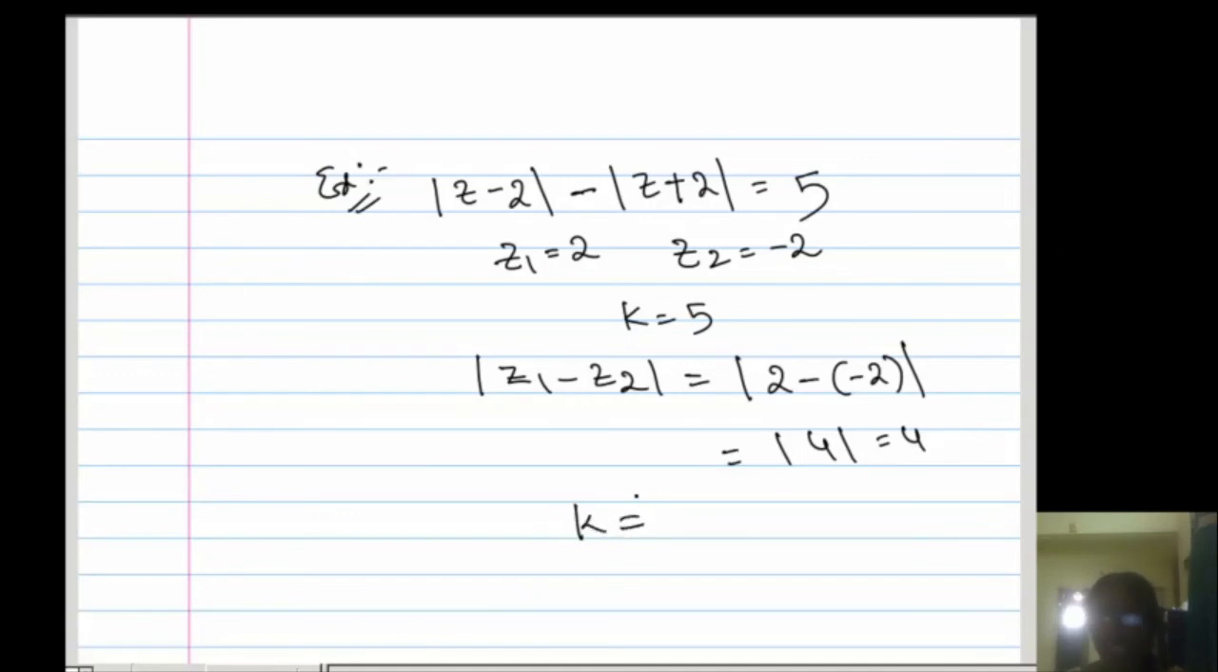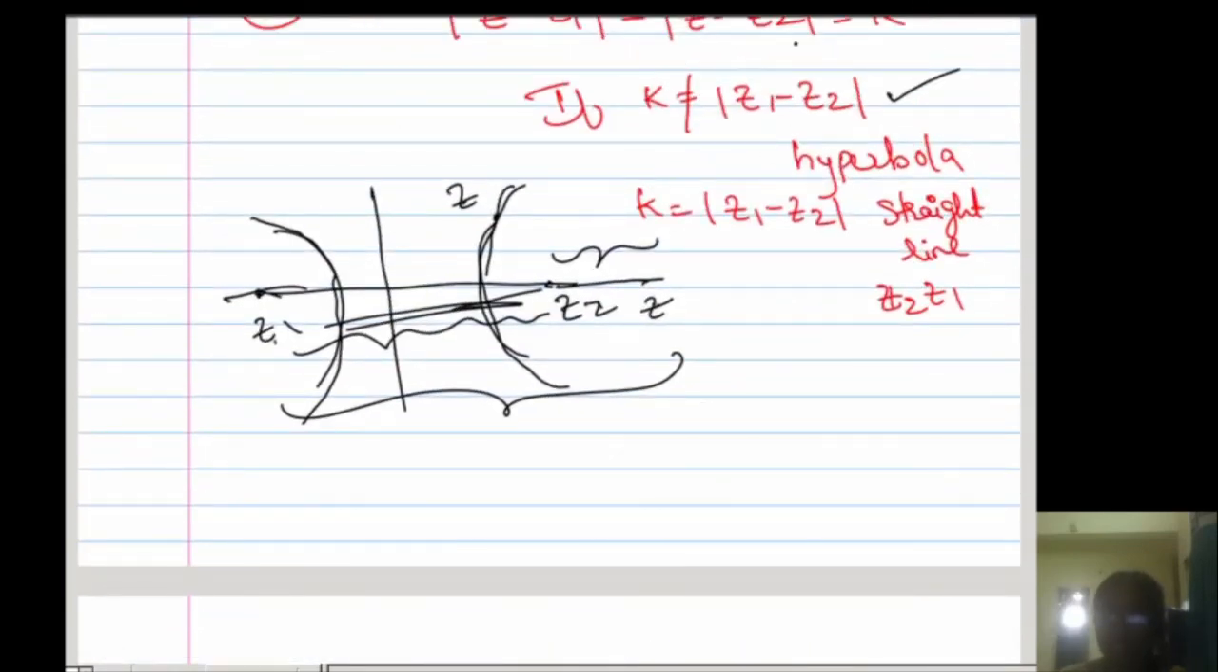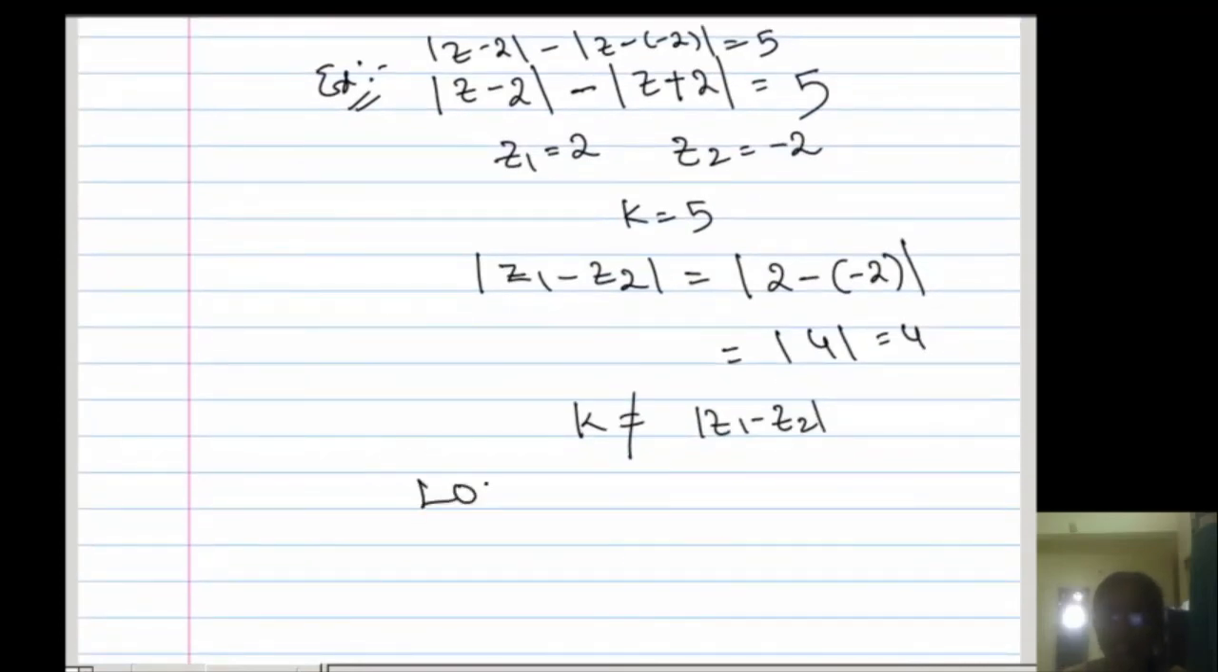K not equal to mod z1 minus z2. Understood? So you can write this as mod z minus 2 minus mod z minus of minus 2 is equal to 5. Here z1 is 2, z2 is minus 2. If we take z1 minus z2, that means 4. K is not equal to mod z1 minus z2; here it is represented as K, K is equal to 5. So by the above concept, K not equal to mod z1 minus z2 means it represents what? Hyperbola.